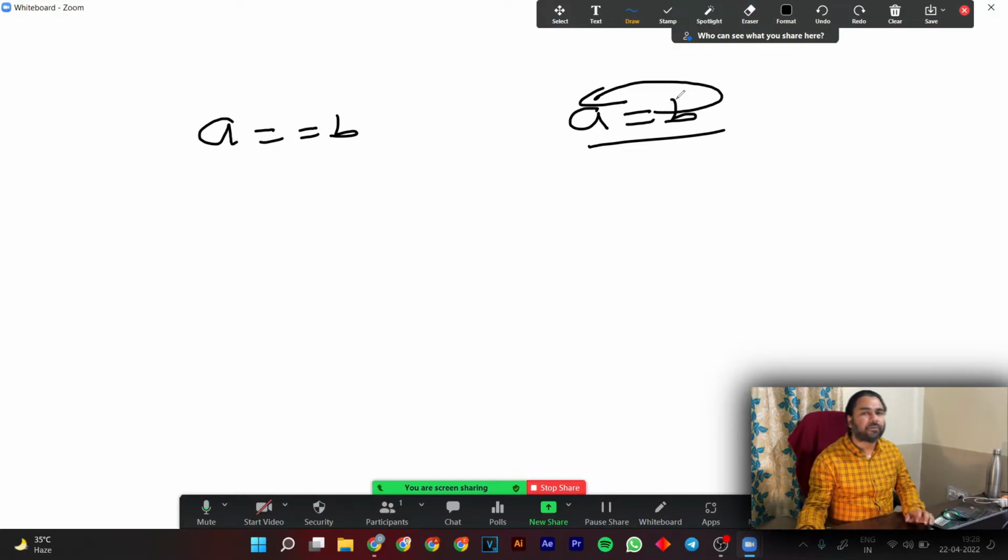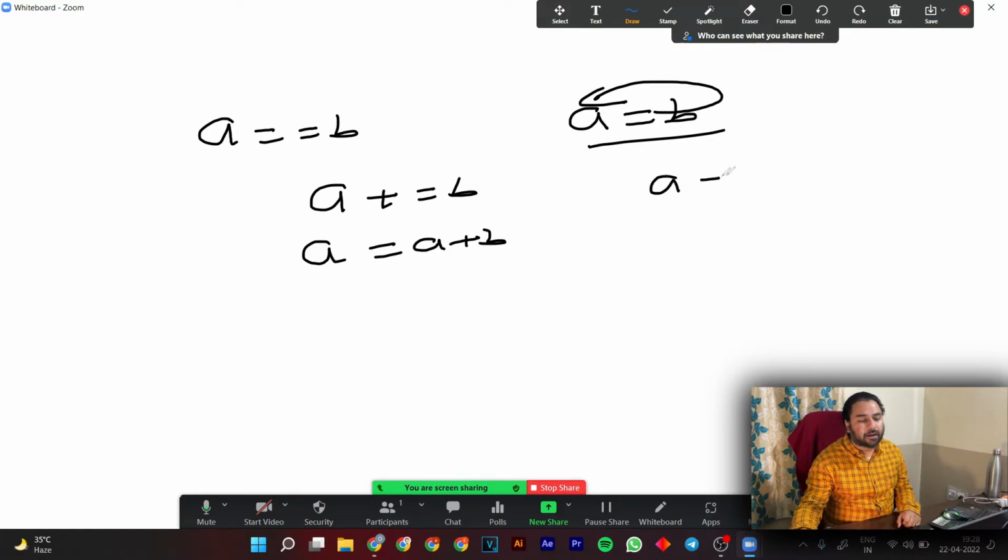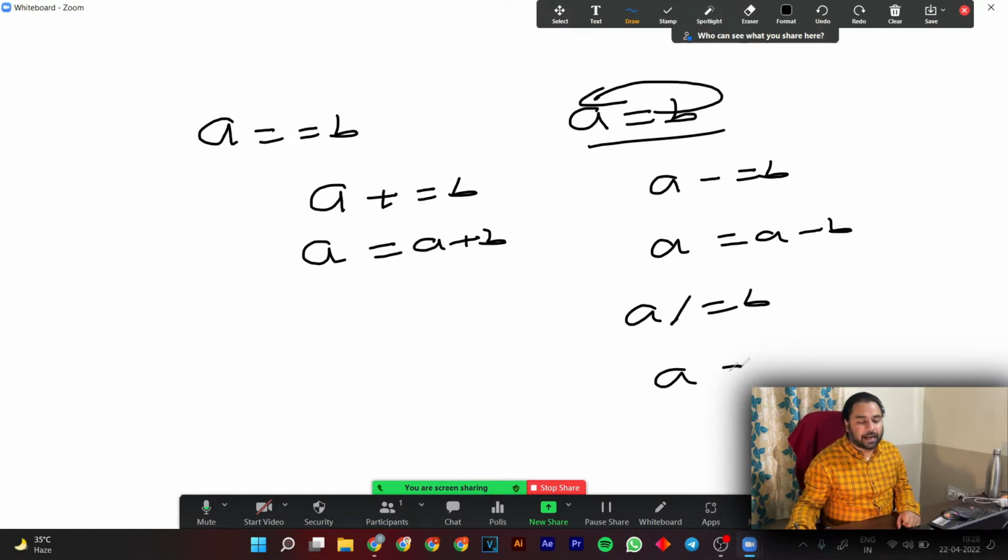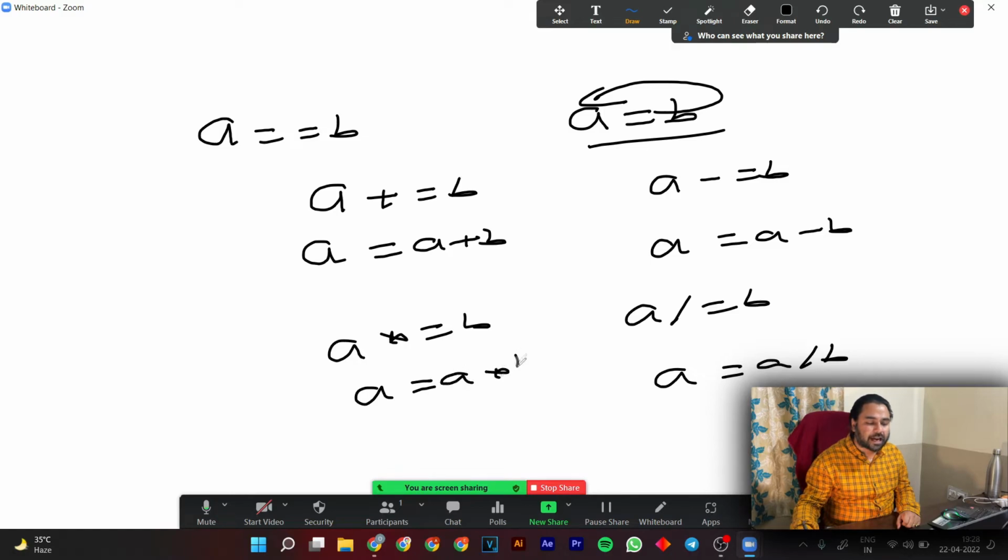There are a set of assignment operators available in Python. What are those? Say, if I say A += B, what does this mean? This means A = A + B. If I say A -= B, what does this mean? A = A - B. If I have A /= B, what does this mean? A = A / B. If I have A *= B, what does this mean? A = A * B. So this is basically a set of assignment operators.